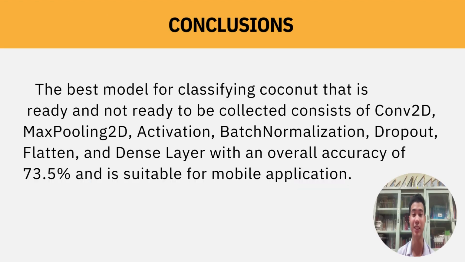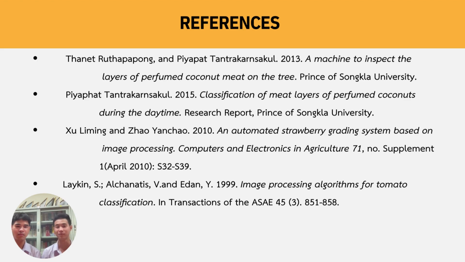In conclusion, the best model for classifying coconut that is ready and not ready to be collected consists of convolutional 2D, max pooling 2D, activation, batch normalization, dropout, flatten, and dense layers, with an overall accuracy of 73.5% and is suitable for a mobile application. And here are our references.